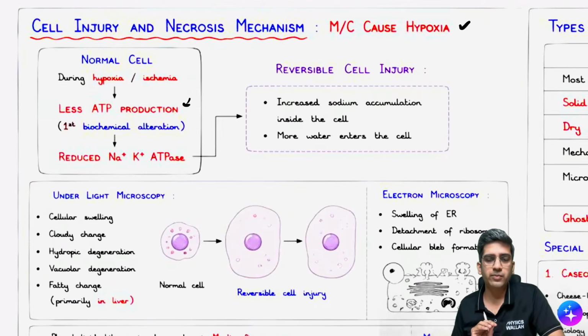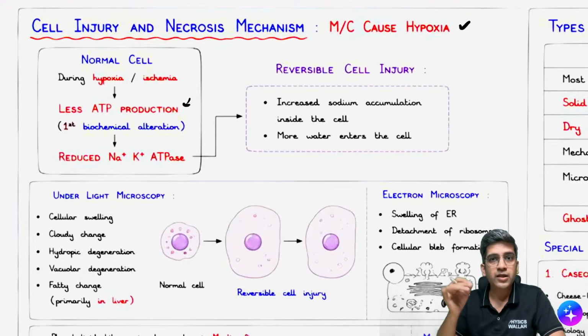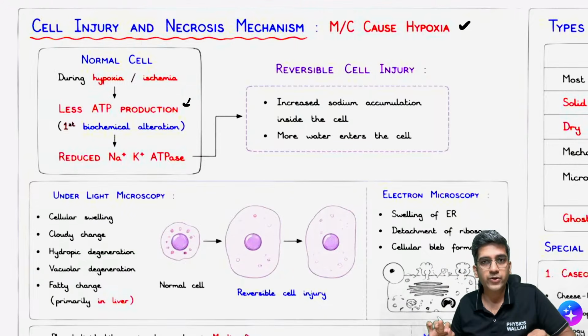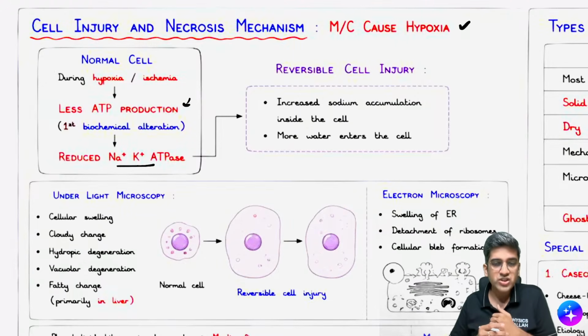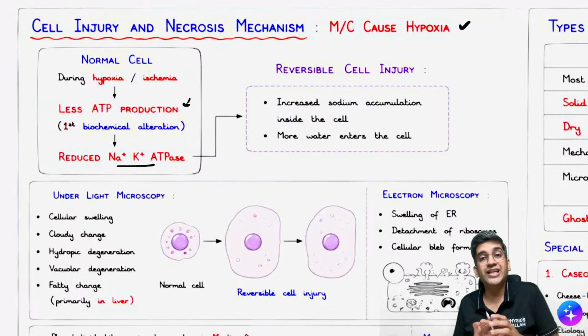This is the first biochemical change. This is true for my skin, true for my heart, true for my brain. When ATP reduces, sodium potassium ATPase will not function properly, right? Because of altered sodium potassium ATPase, there will be increased sodium accumulation inside the cell.